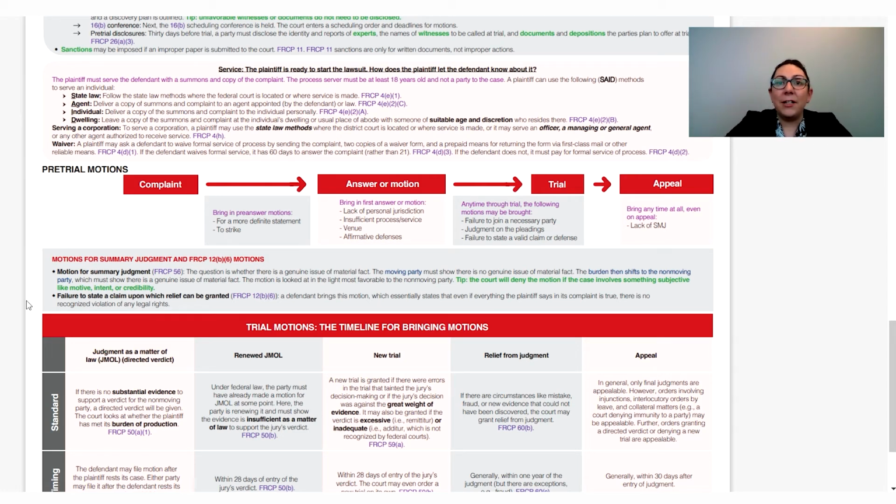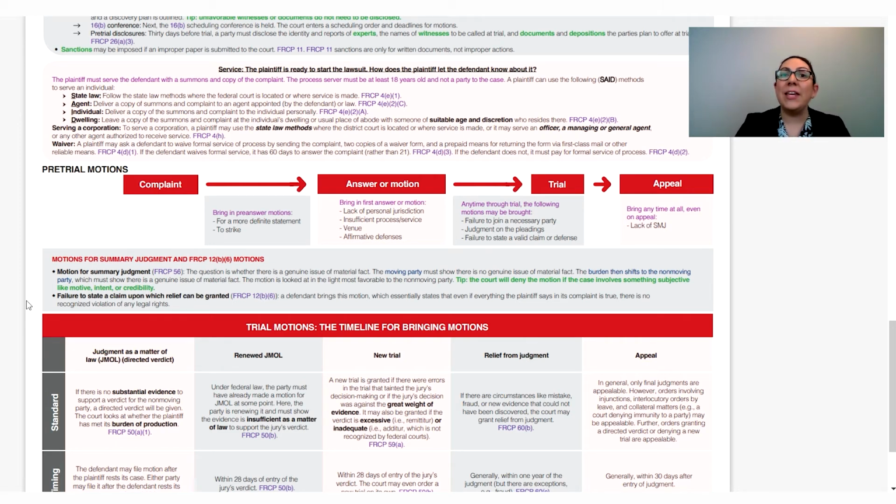And then after the trial has occurred, or really any time, the other type of motion we have is lack of subject matter jurisdiction. Remember, subject matter jurisdiction is the power of the federal court to hear this type of case. If the court doesn't have the power to hear the case, they can't hear the case, no matter when that argument is raised, even if it's raised for the first time on appeal.